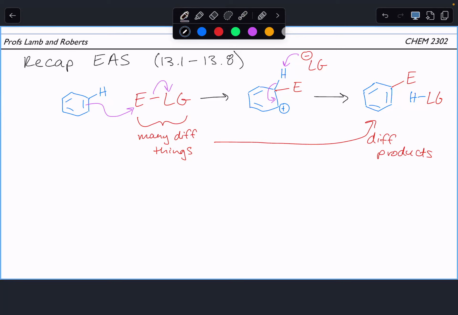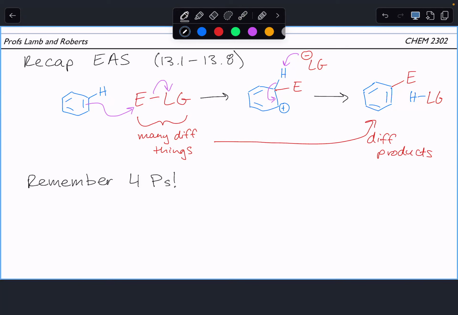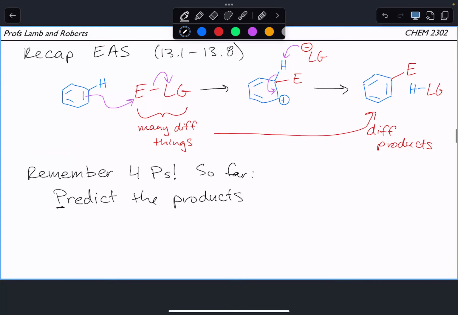So let's remind ourselves that we use the 4 Ps for our learning objectives. So let's remember the 4 Ps and the ones that we have talked about so far. Okay, so far we've talked about predicting the products, right? So you give the starting materials, you have to tell me what the product is. That's predict the products.